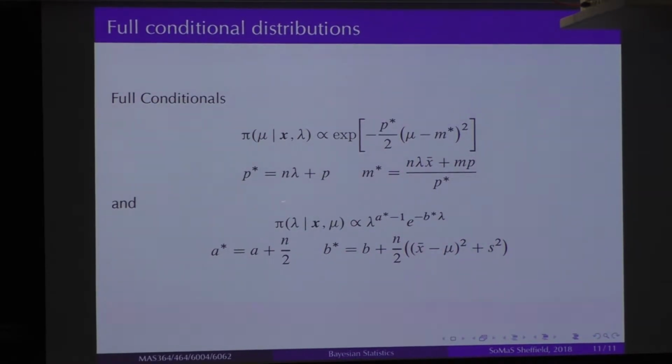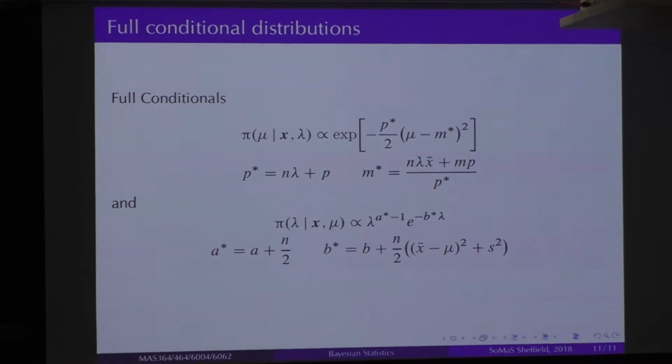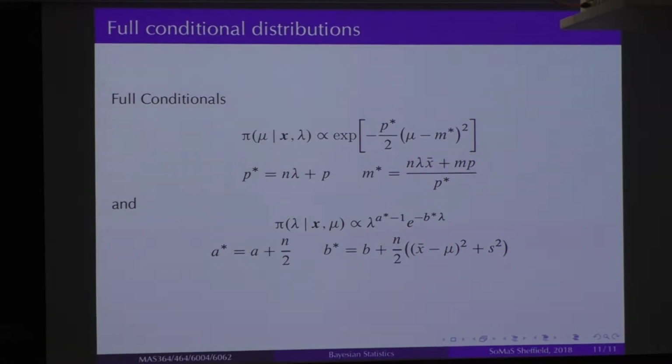And the same goes for the full conditional for lambda, which in this case looks like a gamma distribution with new parameters a star and b star. Both parameters depend on data. A does not depend on mu, but b does depend on mu. Okay? So that's what we mean by full conditionals. We're looking at these distributions as functions of each parameter at a time, and we're assuming that the rest are constant. Okay, we're taking them as constants.